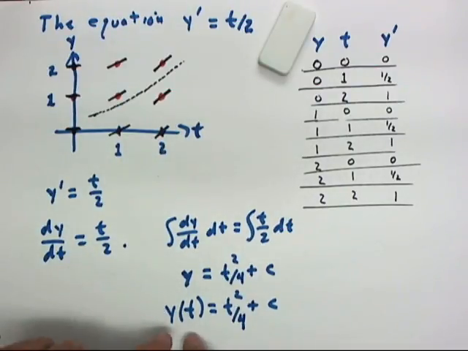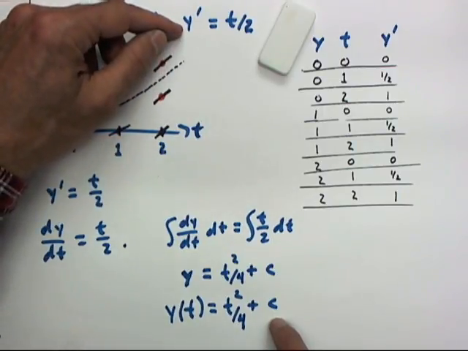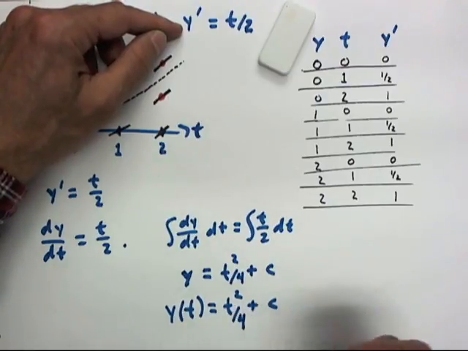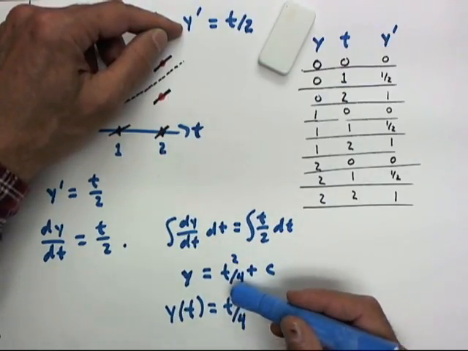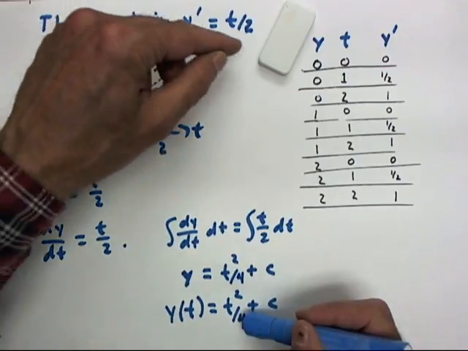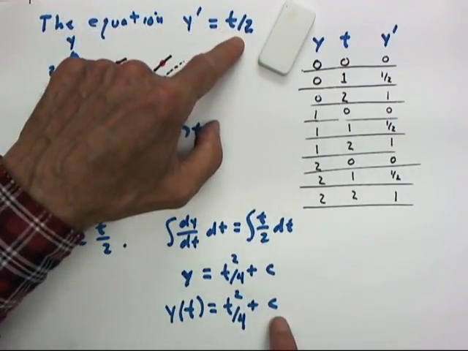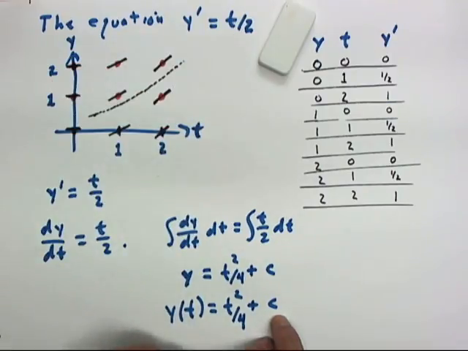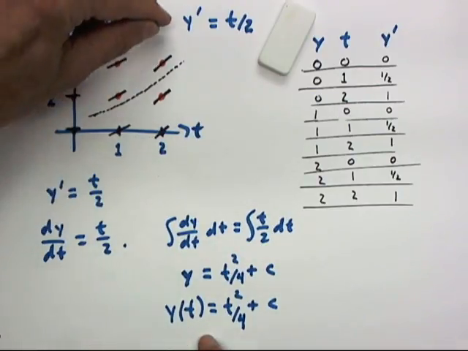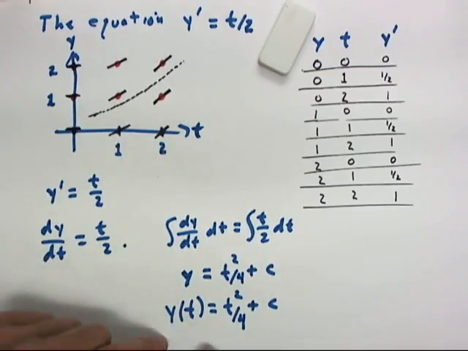Now that I've made the correction, y of t equals t squared over 4 plus c, we see that if we put this into the equation, the derivative of t squared is 2t, so the derivative of t squared over 4 is going to be 2t over 4, which is t over 2, which is identical to the right-hand side of this equation. The derivative of the constant is, of course, 0. So we see that we've obtained a function which satisfies this equation, and we call this function a solution to our differential equation.